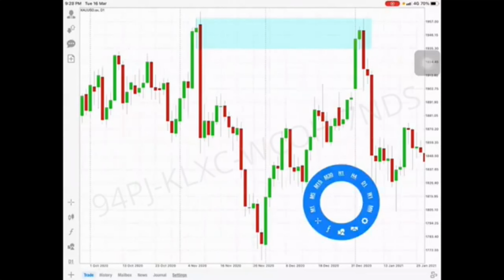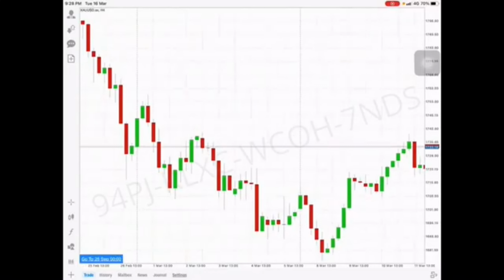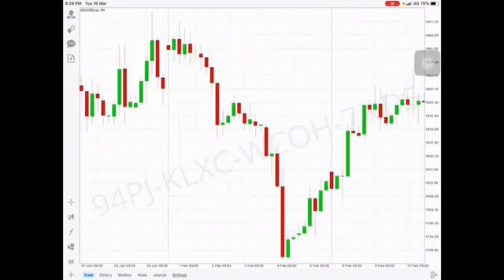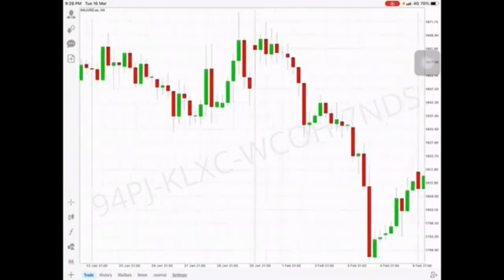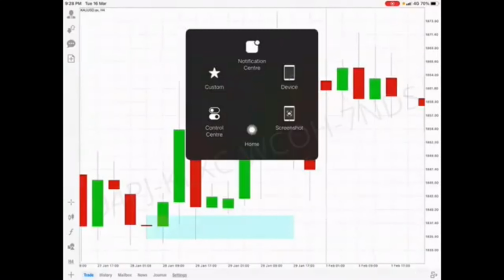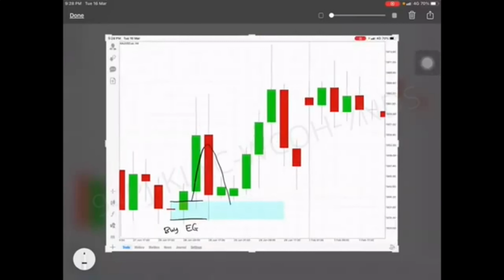I'm going to show you some more. Let's say you go to H4, like this. Do you see this? This is a buy engulfing. When the price comes back, you can enter for buy.